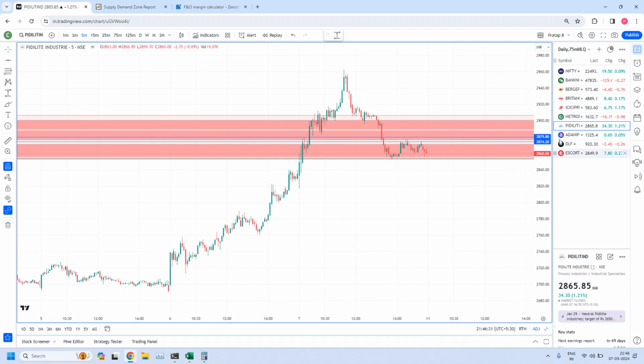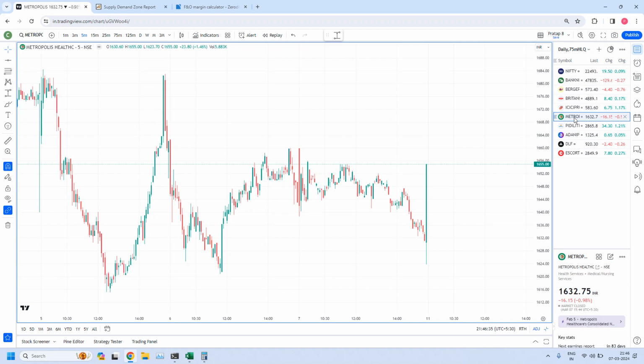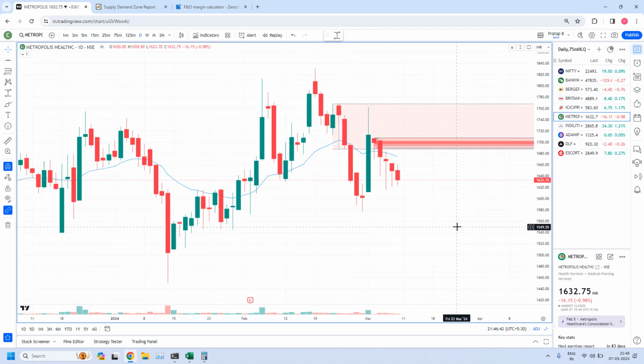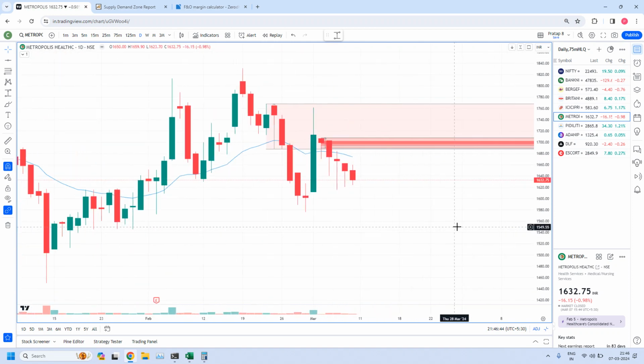And what are the other stocks? Metropolis. We didn't get a trade today. Metropolis. We have a drop, 1, 2, 3, 4 base candles and a drop.